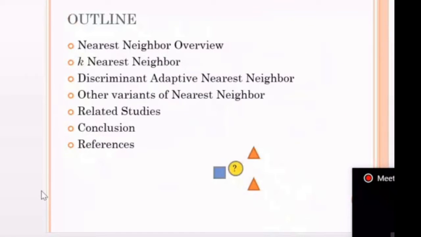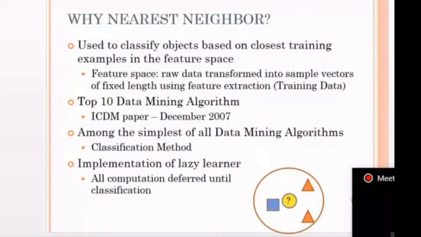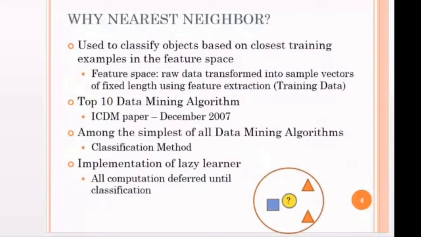Okay, so nearest neighborhood rule and k nearest neighbor algorithm. We will go through this particular algorithm, which is very important for classification. Now, why are we using nearest neighborhood?